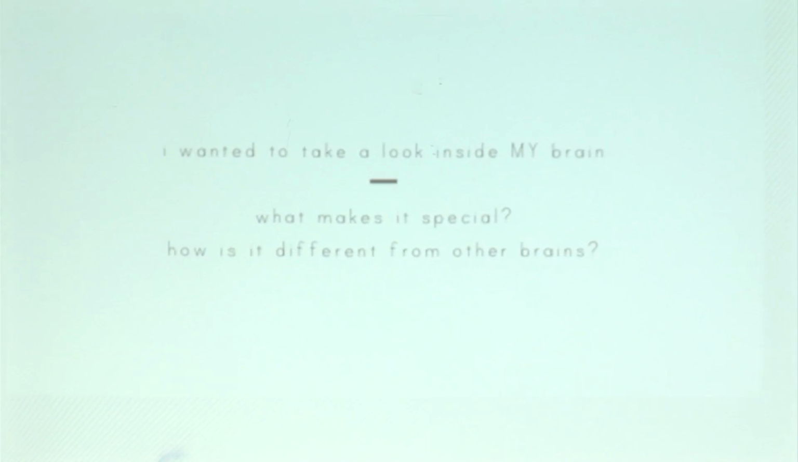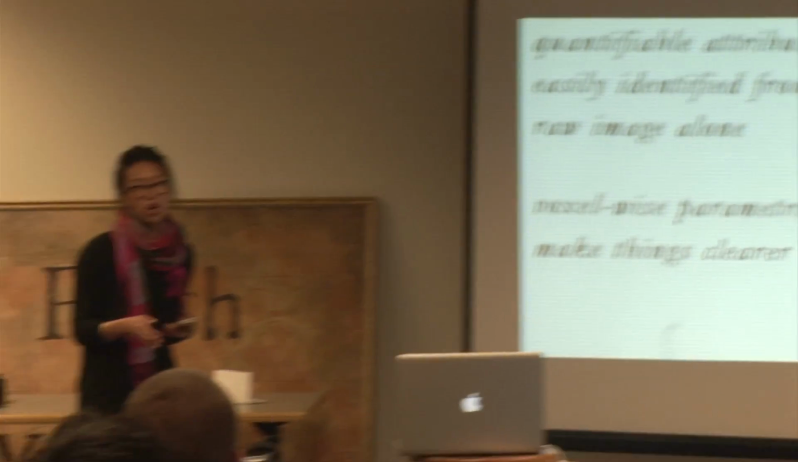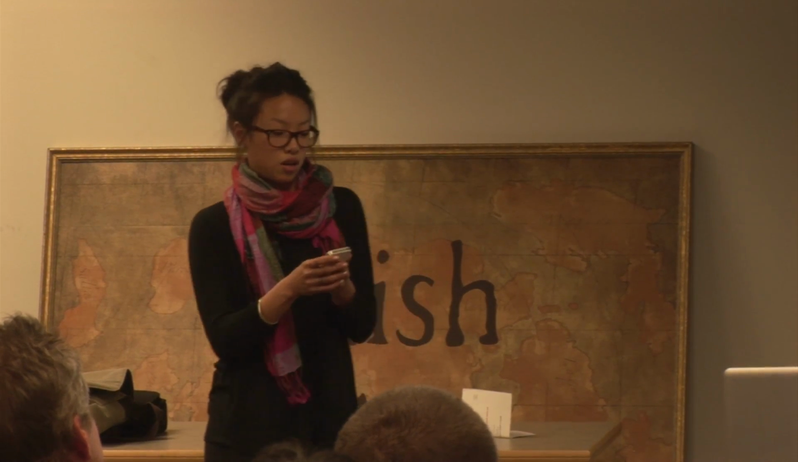So I wanted to take a look inside my brain, and I wanted to see what makes it special. How is it different from other people? But these quantifiable attributes are hidden in the raw data, so you have to run statistics in order to try and tease them out.